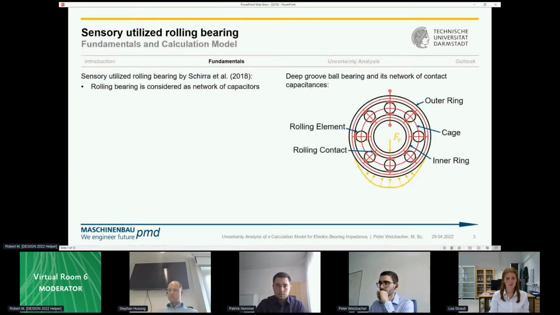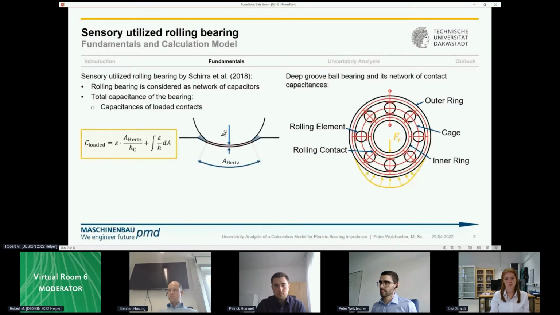Before we take a look at the uncertainty analysis of the calculation model of the sensory utilized rolling bearing, let me give you a quick introduction on how the bearing works. The sensory utilized rolling bearing allows the measurement of the load applied to the bearing by its electric capacitance. Therefore, the inner and outer ring are contacted and an electric voltage is applied. The bearing is now considered as a network of capacitors, as shown in red in the right figure.